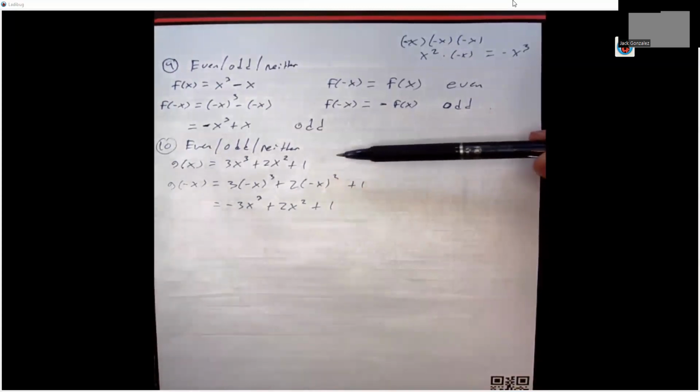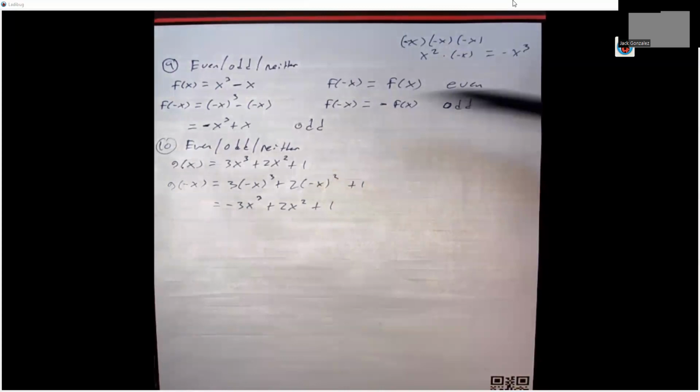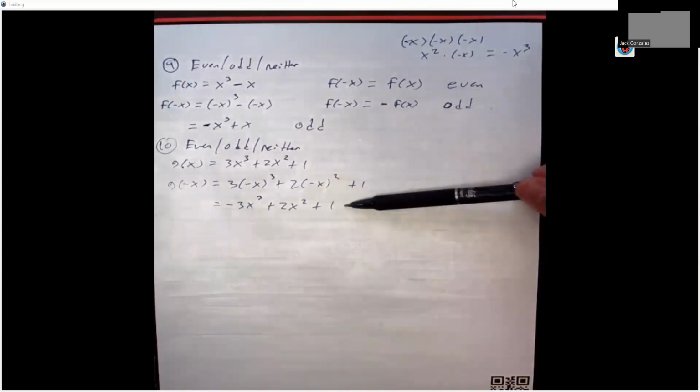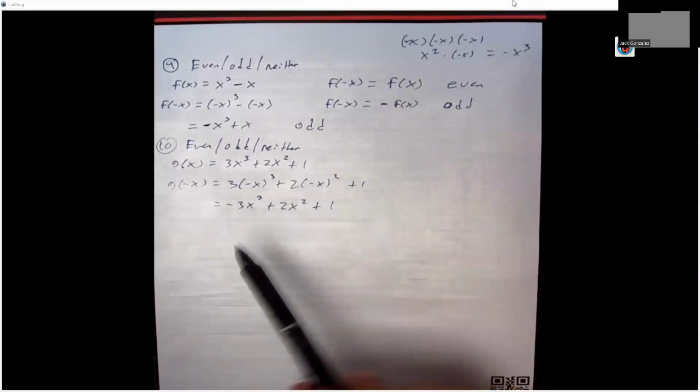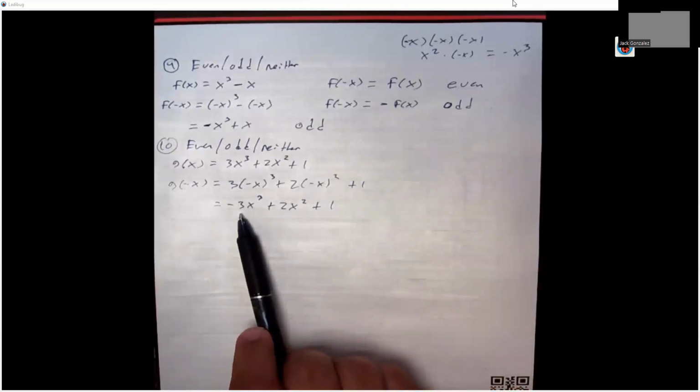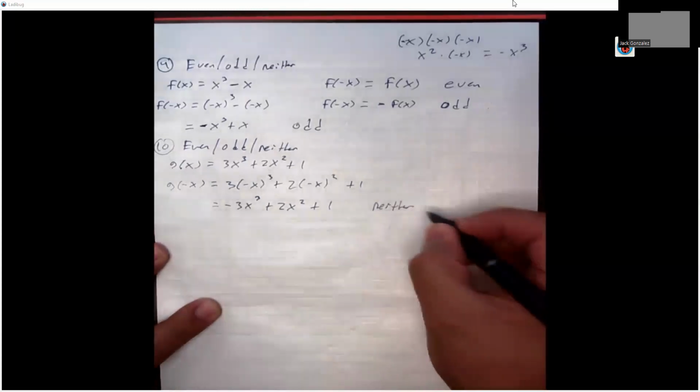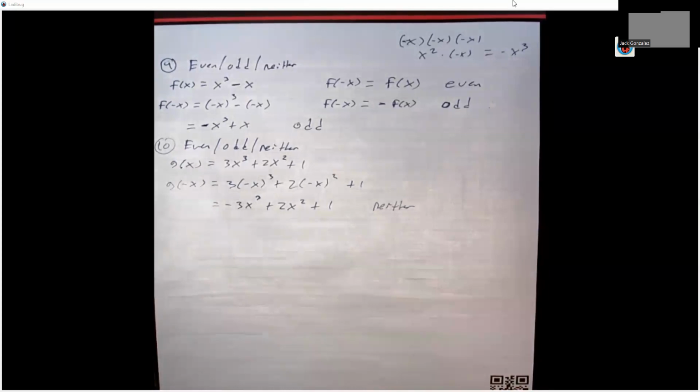If it's the same, then it is even. If it is the opposite, then it is odd. Is it neither? Yeah, because it's not the same, and only one of them swapped. So this is neither. Not odd, not even. Any questions on 9 or 10? So those are all the solutions for exam 1.